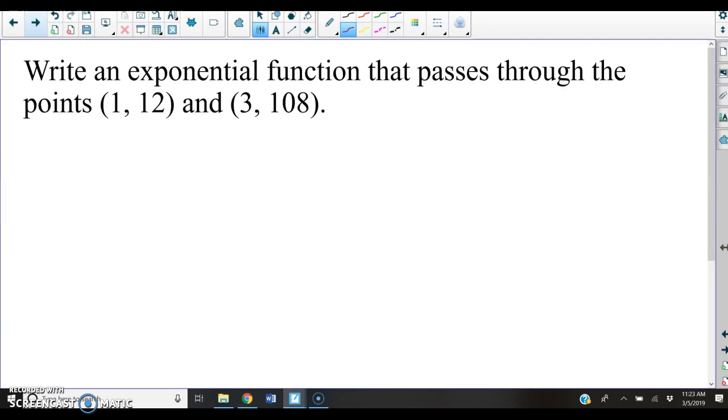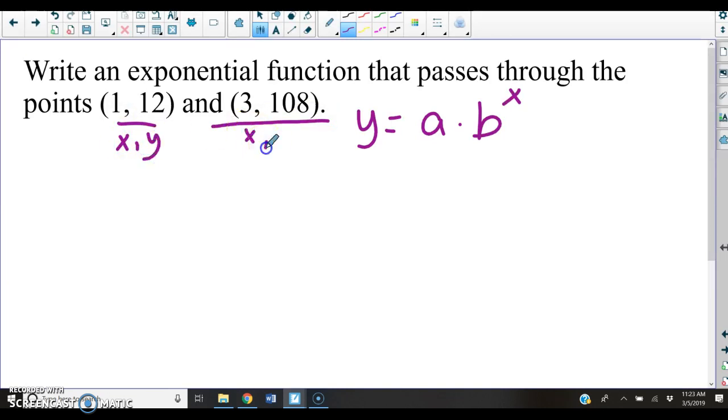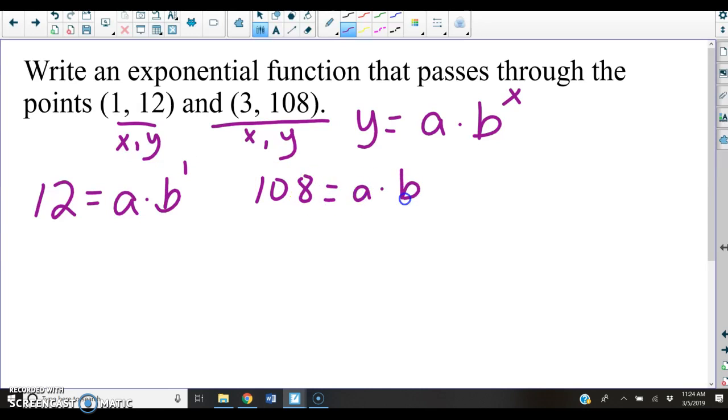Write an exponential function that passes through the points (1, 12) and (3, 108). Now remember, that is y equals a times b to the x. So when we are given 2 points, we're given an x, y and a second x, y. For the first one, we would have 12 equals a times b to the 1. For the second one, we'd have 108 equals a times b cubed.